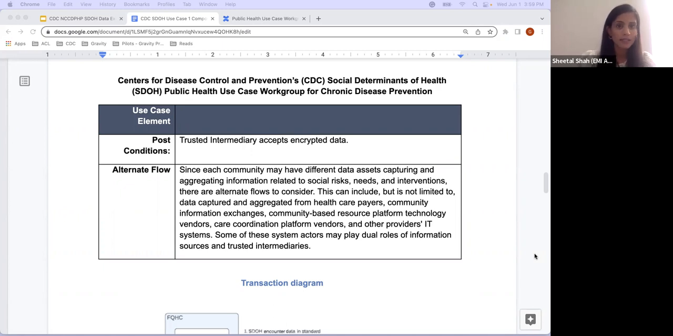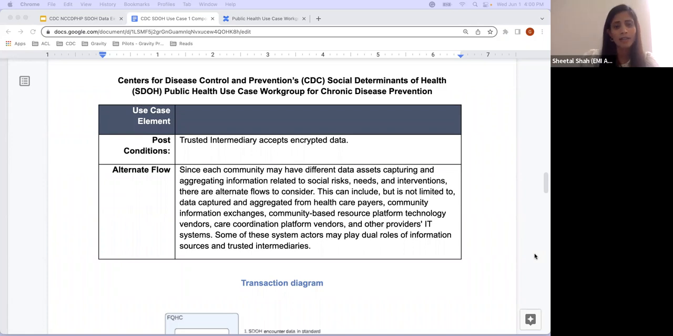This is not a holistic list, and we can certainly add, and would love to hear folks' feedback. But we know that this could be data that's captured and aggregated from healthcare payers, from community information exchanges, from different vendors out there that are working in this space, care coordination platforms or community-based resource platforms, and other providers' IT systems. We know it's super dependent on what's happening in each of the jurisdictions, regions or markets, and that some of these system actors may play dual roles of being an information source as well as that trusted intermediary.